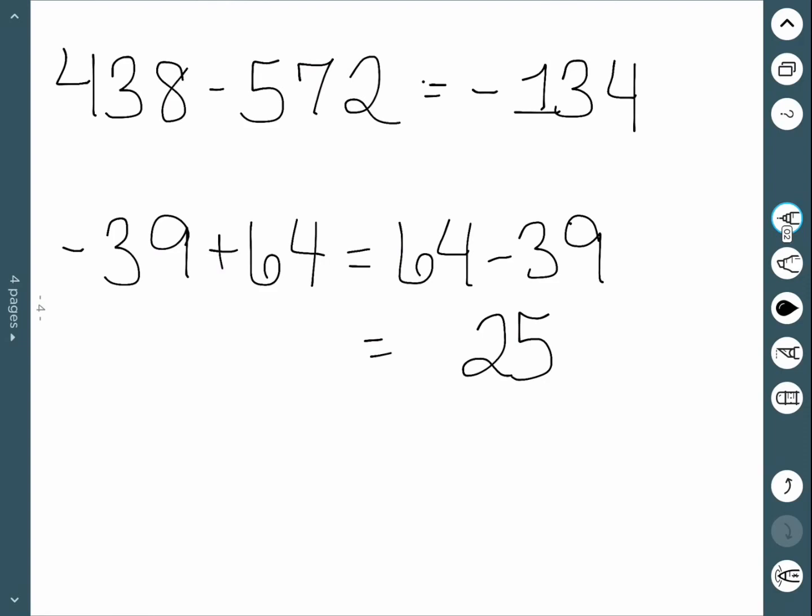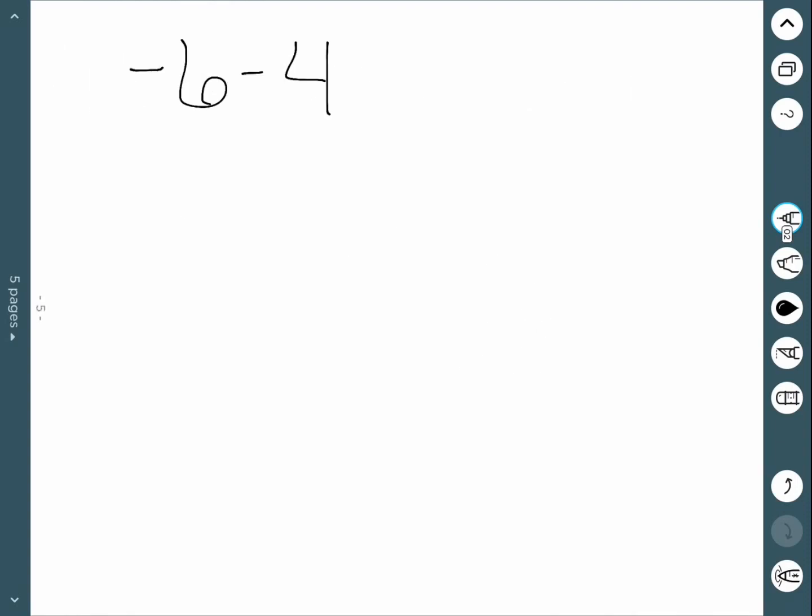And this is our basic process whenever we have two numbers of different signs, a positive and a negative. So the next question is, what about two negatives? If we have two positives, that's just addition, but what about two negatives? Here we have negative 6 minus 4.